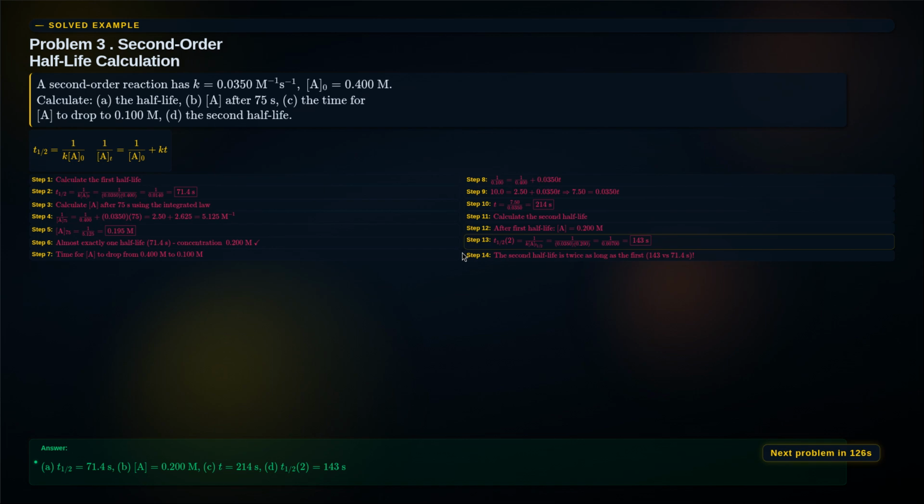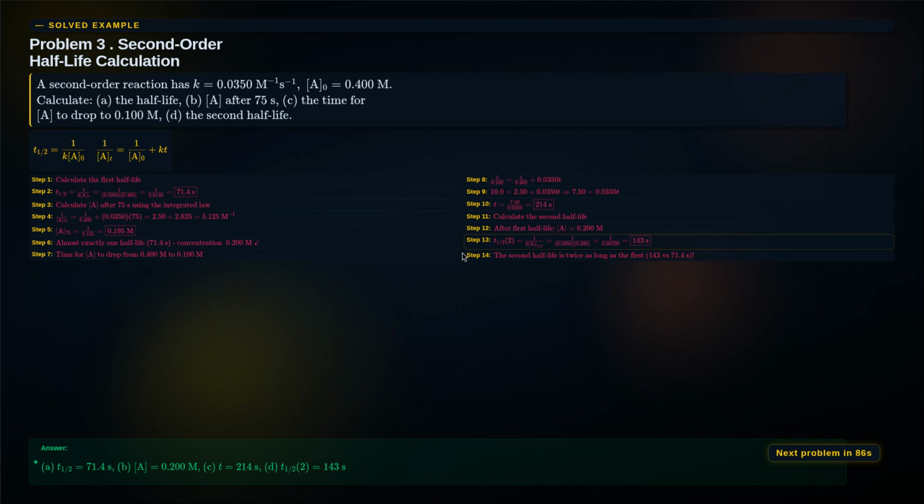Step 2. Concentration after 75 seconds. Using 1 over A at time t equals 1 over A0 plus KT, 1 over A at 75 equals 1 over 0.400 plus 0.0350 times 75. That is 2.50 plus 2.625 equals 5.125 per molar. So A at 75 equals 1 over 5.125, which is 0.195 molar, very close to a half-life value.